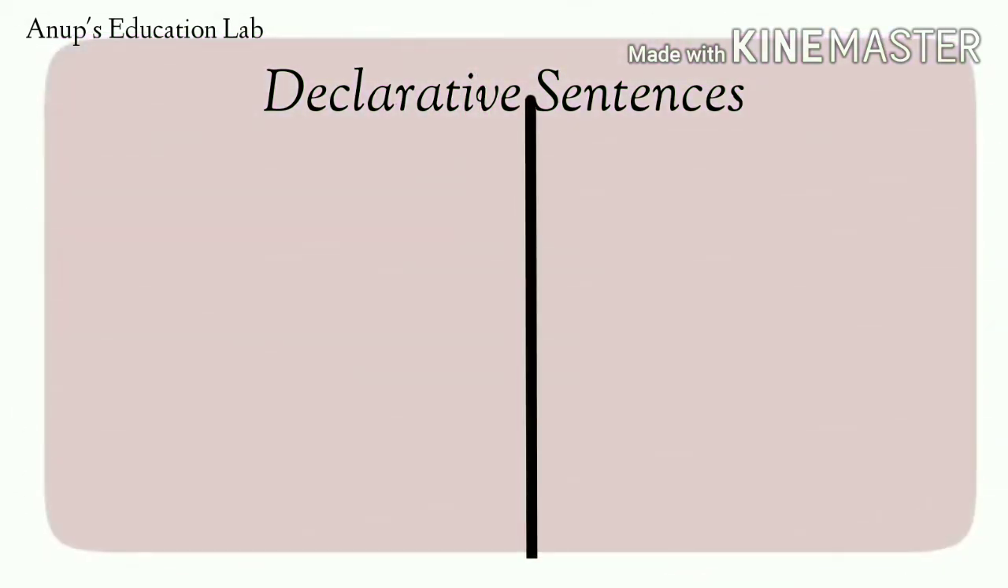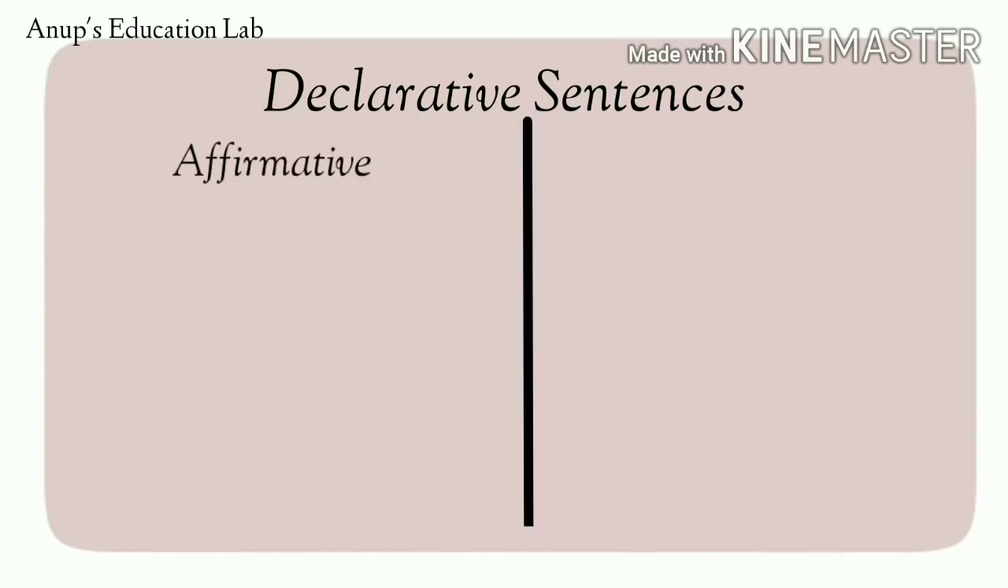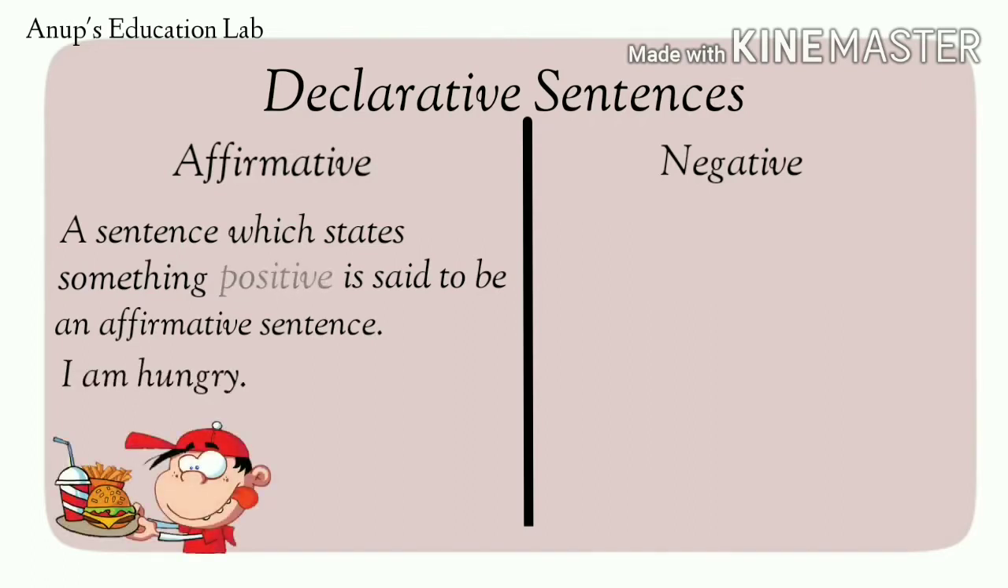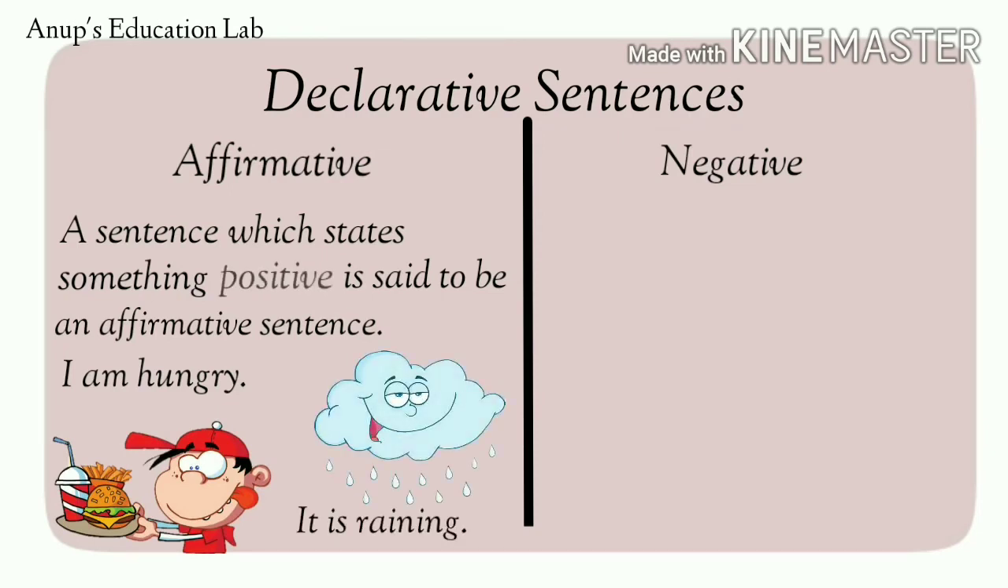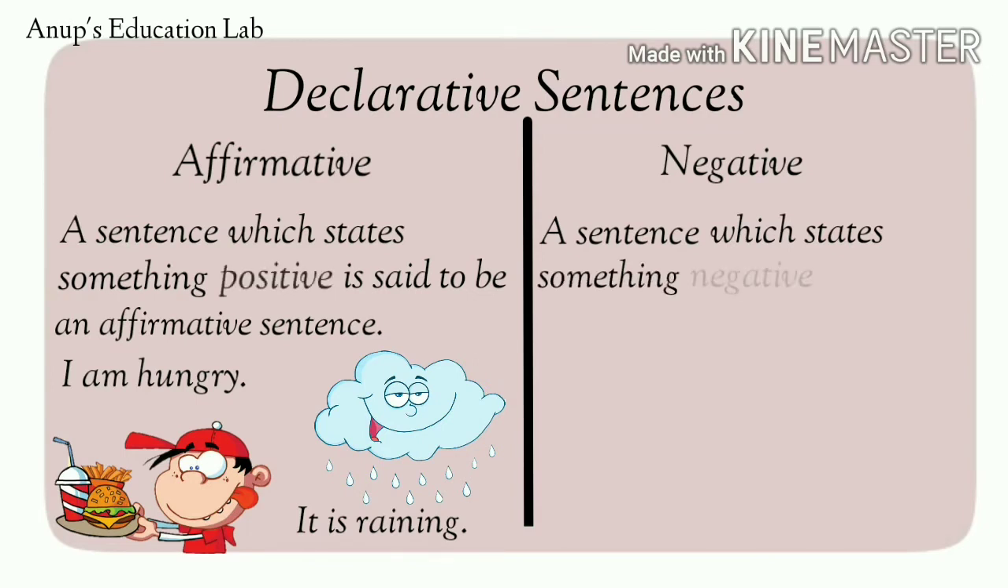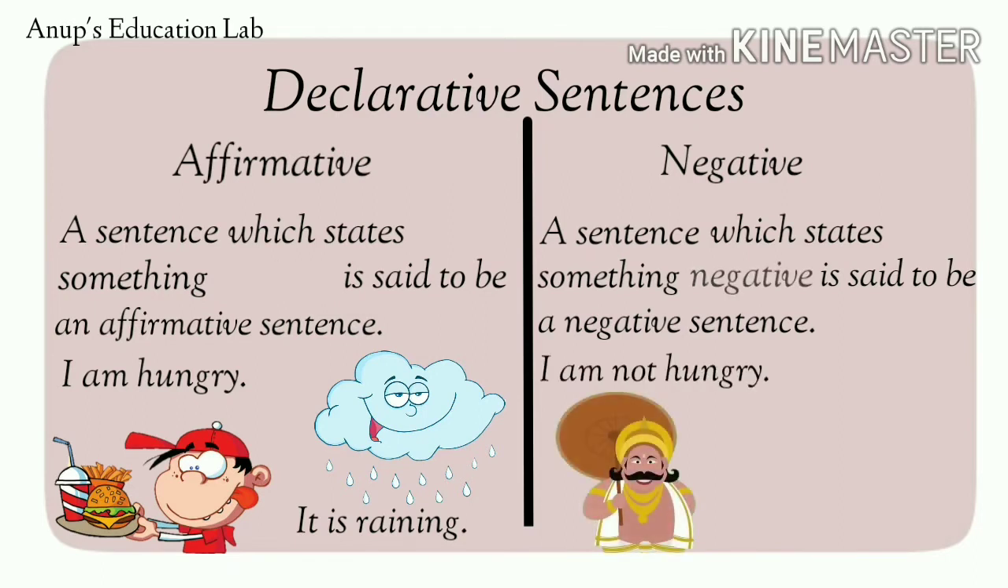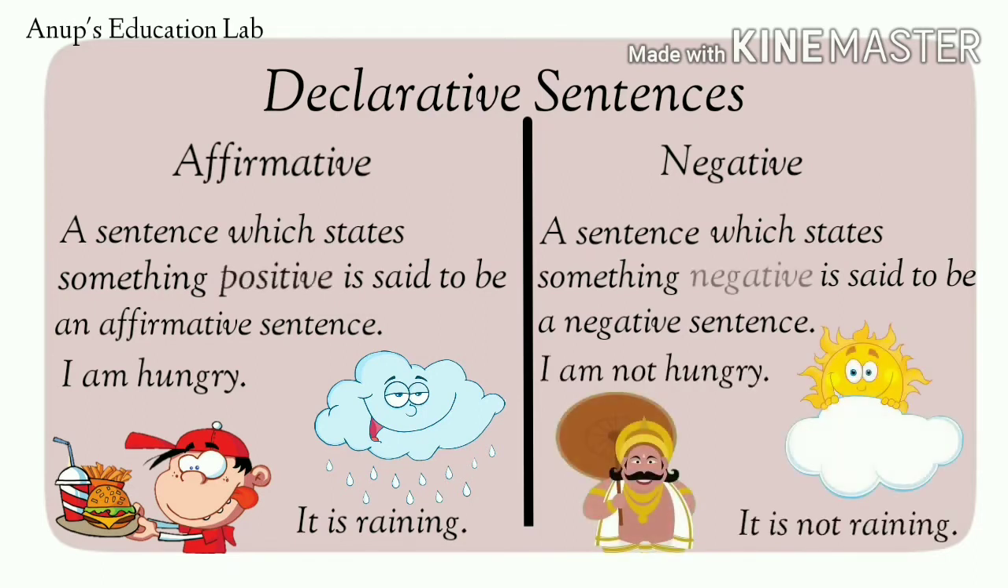A declarative sentence can be affirmative or negative. A sentence which states something positive is said to be an affirmative sentence. Examples: I am hungry. It is raining. A sentence which states something negative is said to be a negative sentence. Examples: I am not hungry. It is not raining.